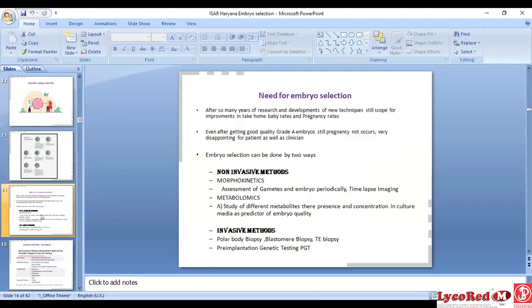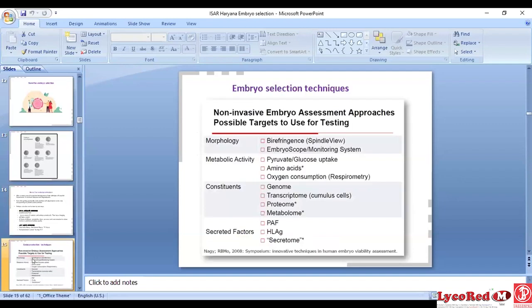Currently, we still have a limitation in achieving a certain percentage of pregnancy rate, in spite of having a good lab, good embryologist, and good equipment. Still we are sometimes struggling with the pregnancy rate. So that depends upon embryo selection also. There are two methods available these days for the assessment: one is non-invasive and the other is invasive. So these are the non-invasive embryo assessment approaches which are available.